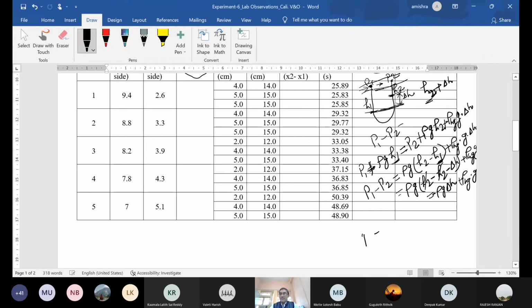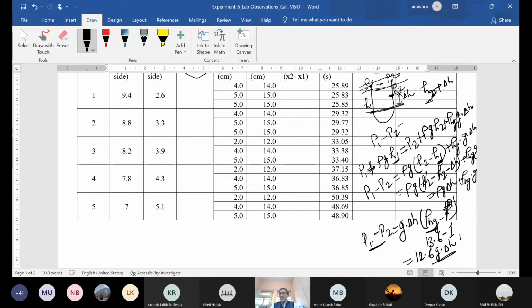Here you can see that P1 minus P2 is simply g into delta H times rho Hg minus rho water. And rho Hg is 13.6 minus, for water it is 1. So that makes 12.6 g into delta H. And this is simple equivalent condition to make this water head.